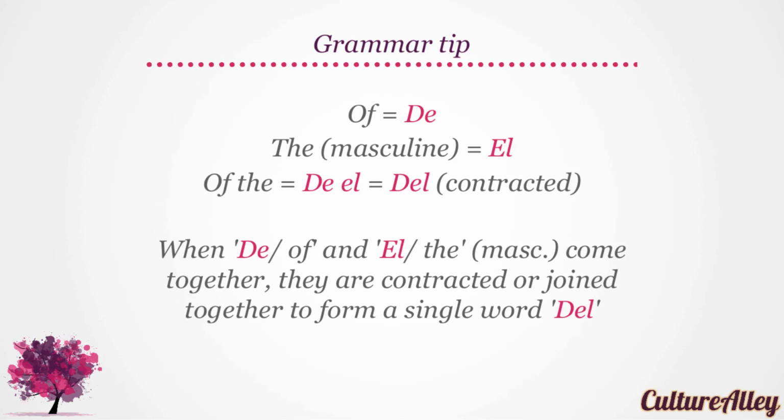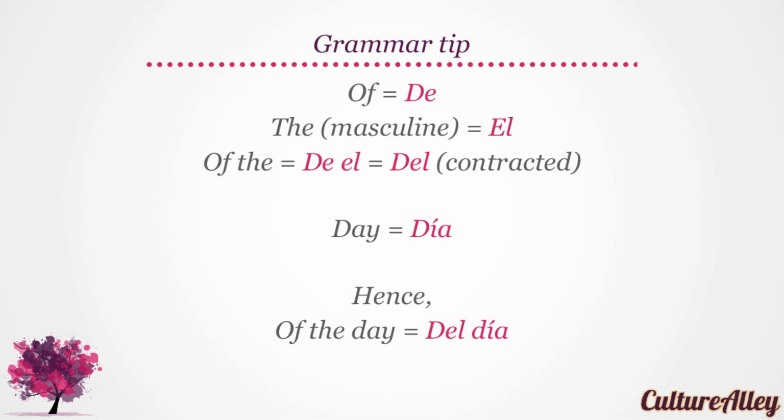Del. Good. Always remember, of is de. The in masculine form is el. Of the will therefore be de el, which on contraction becomes del. That is, the two e's get together and convert to just one. So remember, of the for masculine subjects is del.